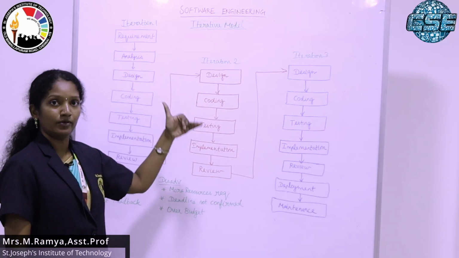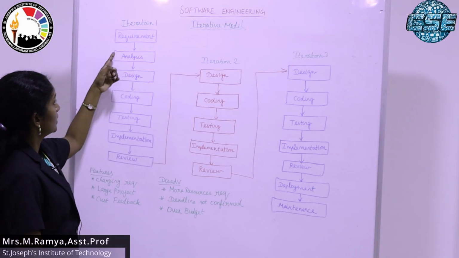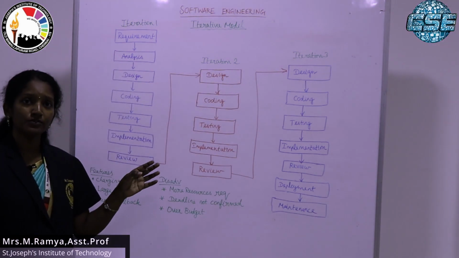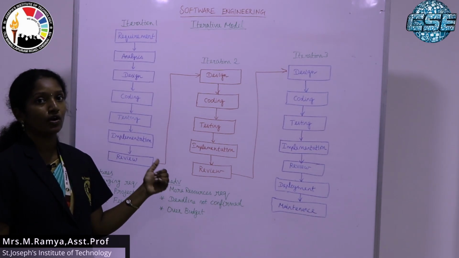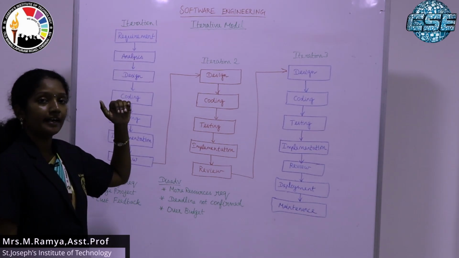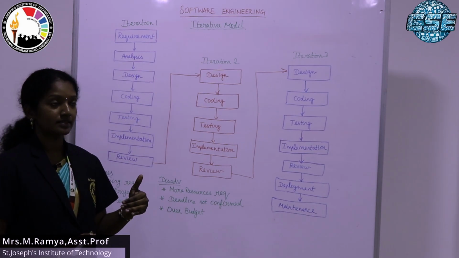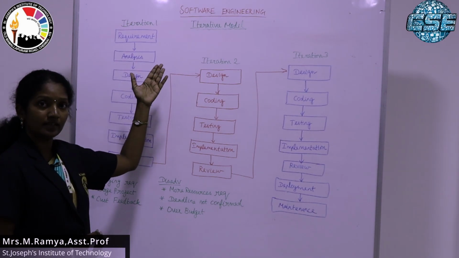Let us see about those iterations. The first one is requirement. Whatever the customer needs, those requirements are received from the customer, and after getting all the requirements, analysis is done based on them.